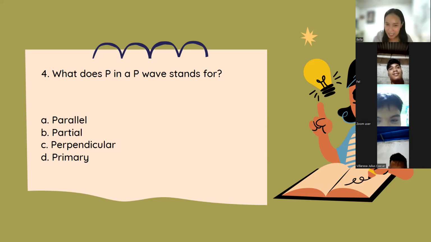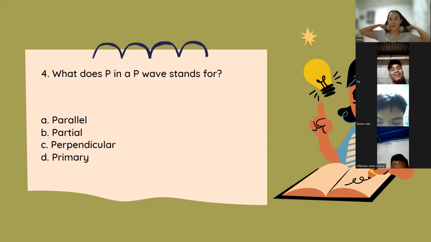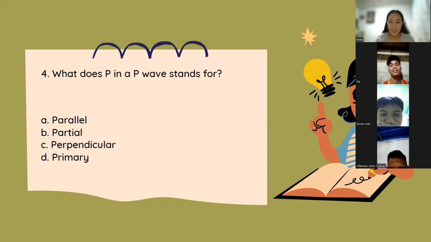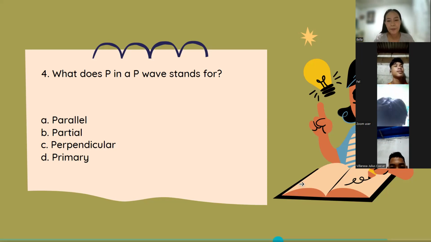Again, okay, what does P in a P wave stand for? A. Parallel, B. Partial, C. Perpendicular, or D. Primary.